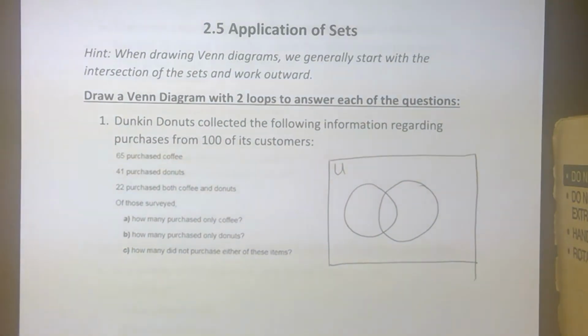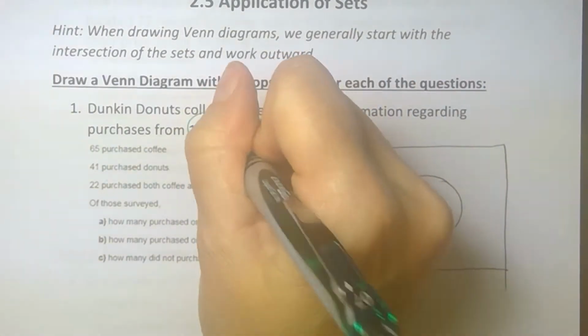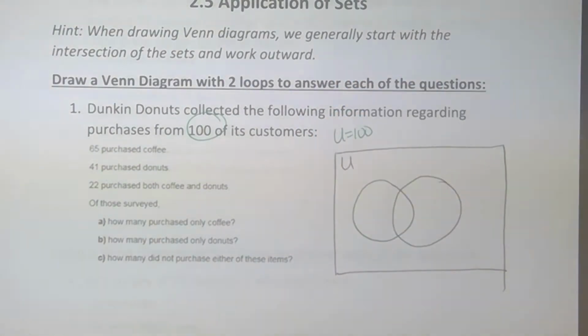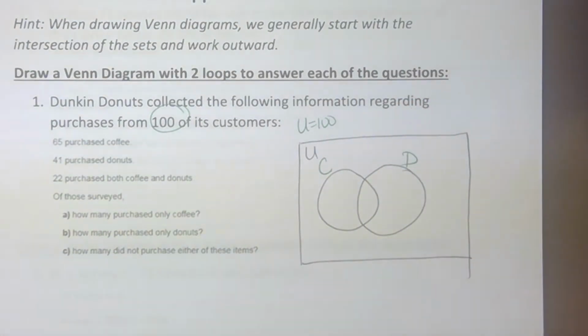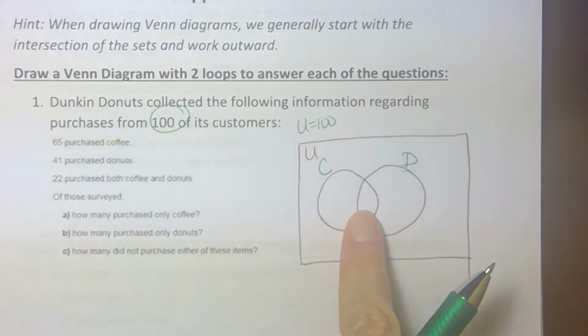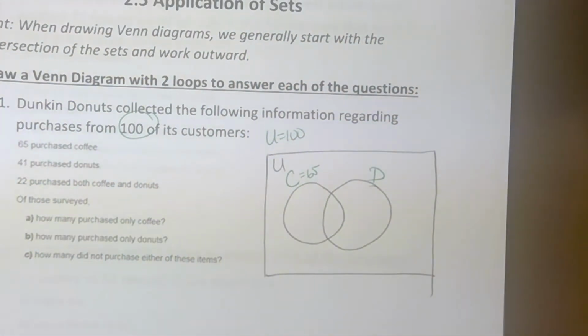Okay, so for the first problem, we are at Dunkin Donuts. 100 of the customers at Dunkin Donuts were surveyed, so our U has 100 total people in it, the universal set. 66 people said they purchased coffee, 41 people purchased donuts, 22 people purchased both. So we need a coffee loop, a donut loop, and then of course we've got that region where they share space. A total of 65 people purchased coffee. A total of 41 people purchased donuts.